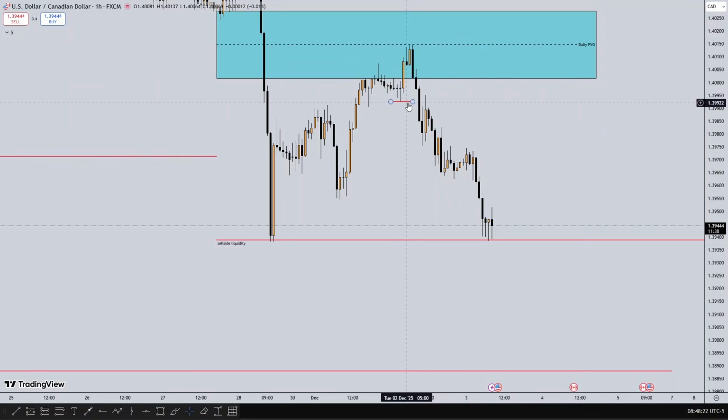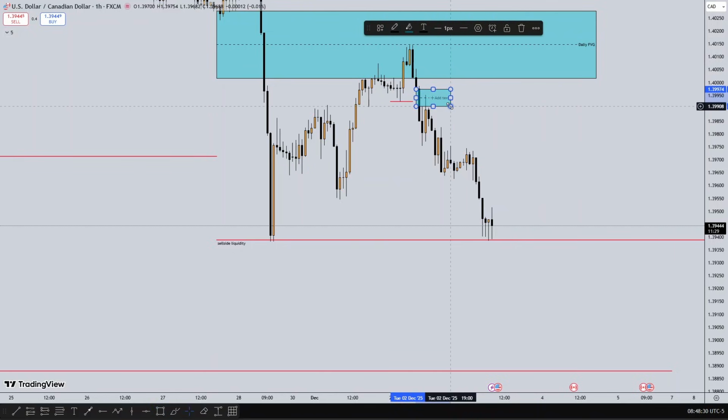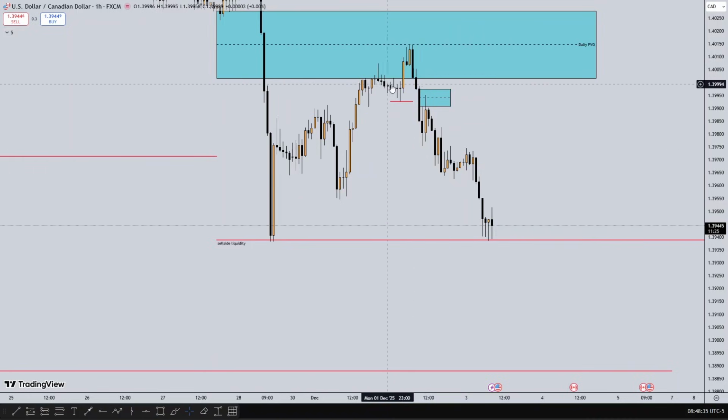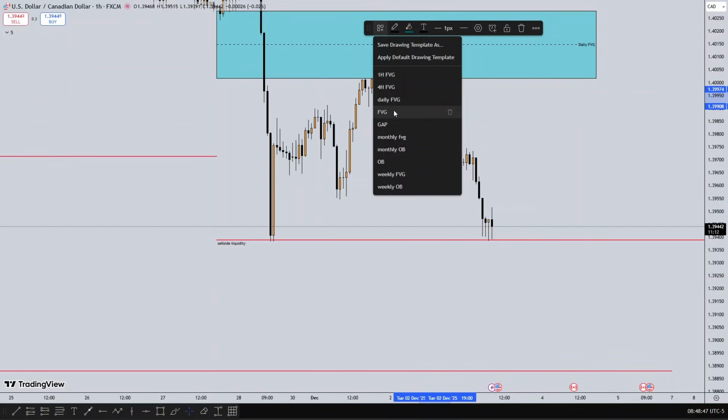Taking out the sell side liquidity is a shift in structure, retracing to a 1 hour fair value gap. This should be your entry. So during this whole process of price trading into the daily fair value gap, leading to the shift in structure, you're doing absolutely nothing. You're just waiting for price to align with the idea of trading lower.